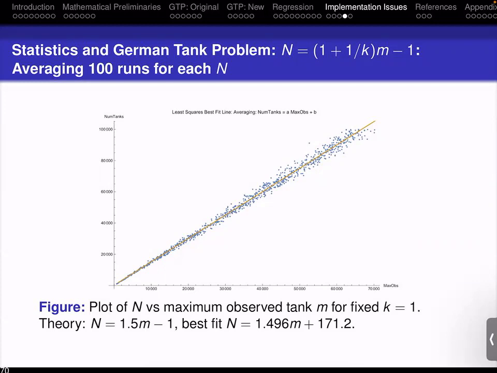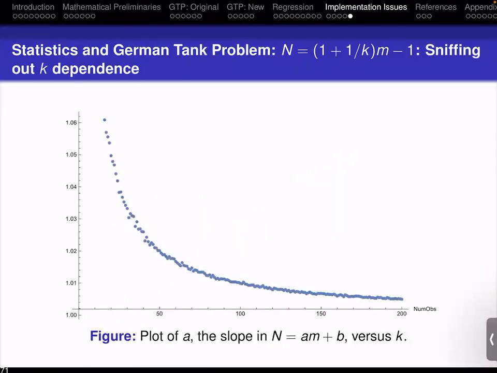Notice that the variation has gone down tremendously. It's now much tighter about the line. And now, even though I have things on the wrong axis, theory is that n should be 1.5m minus 1. I'm getting n is 1.496m plus 171.2. So again, by doing a little bit of averaging like this, beautiful fit, absolutely beautiful fit. All right, the last thing I want to do is talk about going one step further and getting a conjecture.